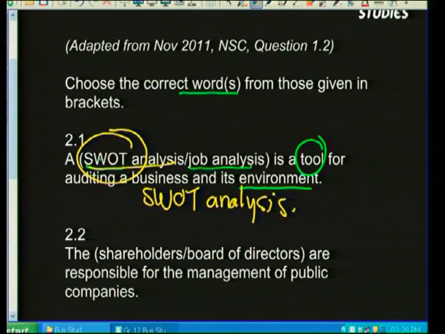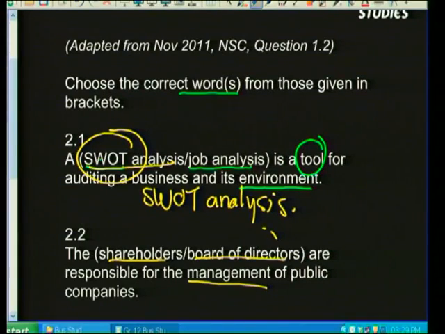The second one, either the shareholders or the board of directors are responsible for the management, so that's the key word there, of public companies. Now with public companies, whether they are private or public, the shareholders will usually appoint people to manage the business for them. And those people who are going to manage the business for them are called directors. So the shareholders will in fact appoint a board of directors to manage the business on their behalf. So you can now see the answer is going to be board of directors. Right, so it's the board who is responsible for managing the company, not the shareholders.